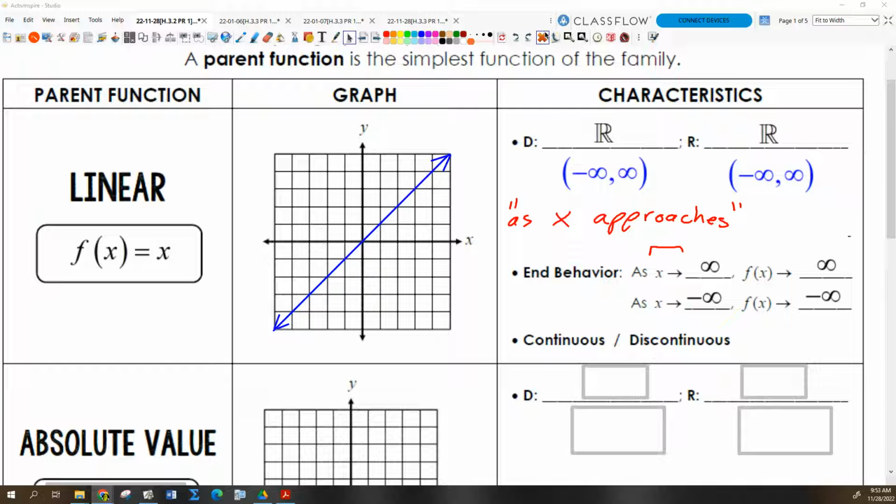Okay. Now, continuous or discontinuous, here's the rule. Here's how you can tell. A function is continuous if I can graph the entire graph without ever picking my pen off the board. So what do you think? Thumbs up, is this continuous? Yeah, it is. It's continuous, you bet.